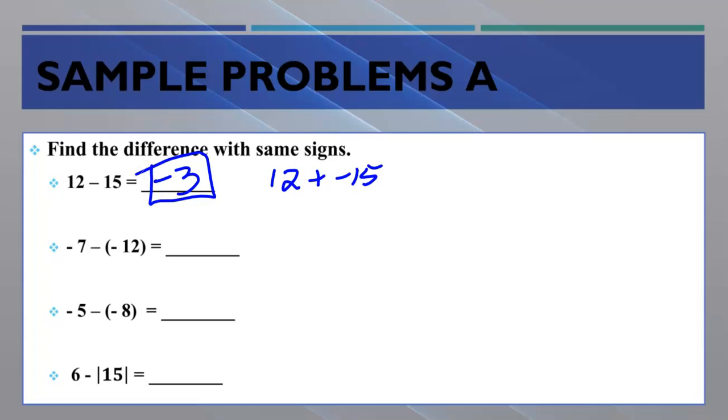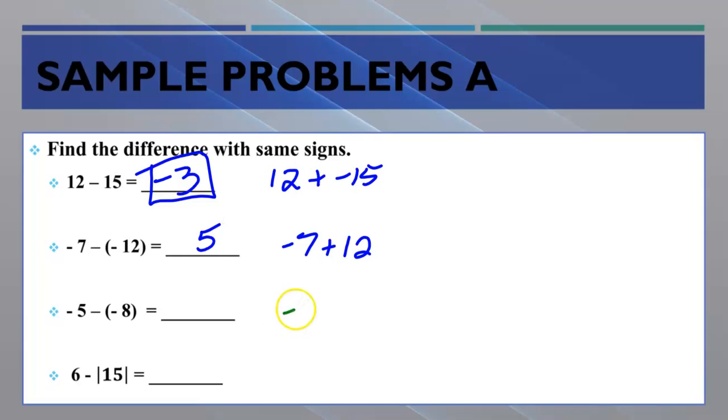Next, I have -7 minus a -12. That means I'm going to be adding the opposite of a -12, which is a +12. Now, since the signs are different, I subtract. 12 minus 7 is 5. 12 is bigger than 7, and 12 is positive, so my answer is positive.